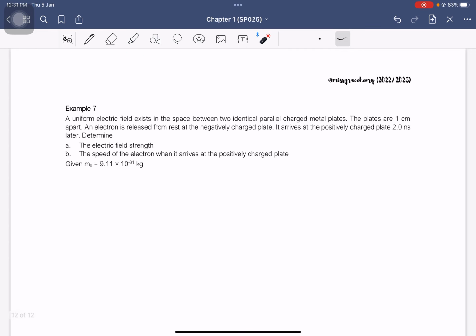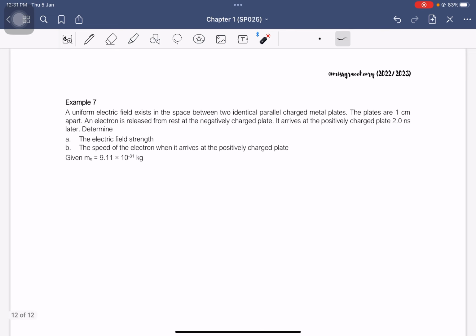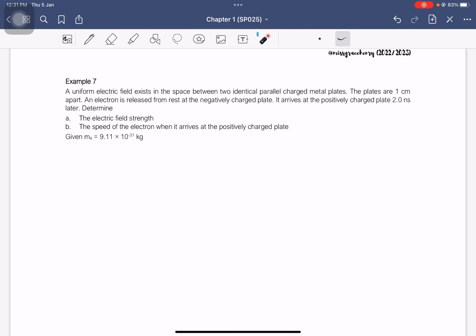Last example for this whole chapter, example number 7. A uniform electric field exists in the space between two identical parallel charged metal plates. The plates are 1 centimeter apart, so given that, I would call it D. An electron is released from rest, so that is equal to 0, at the negatively charged plate. It arrives at the positively charged plate 2 nanoseconds later.